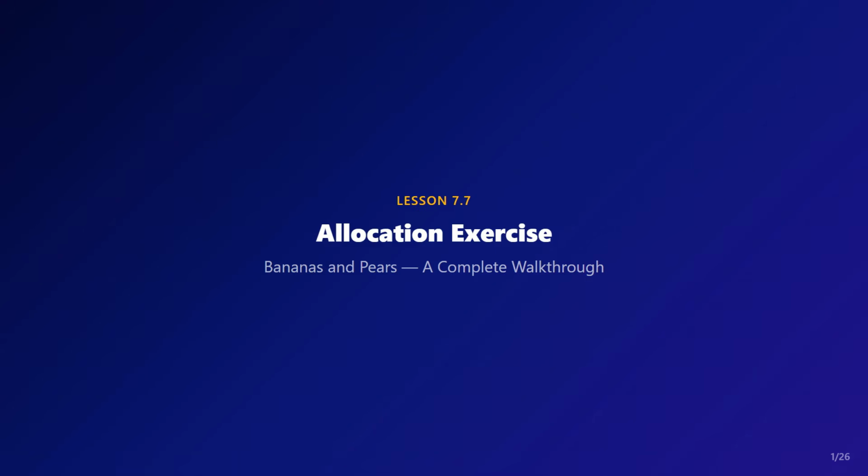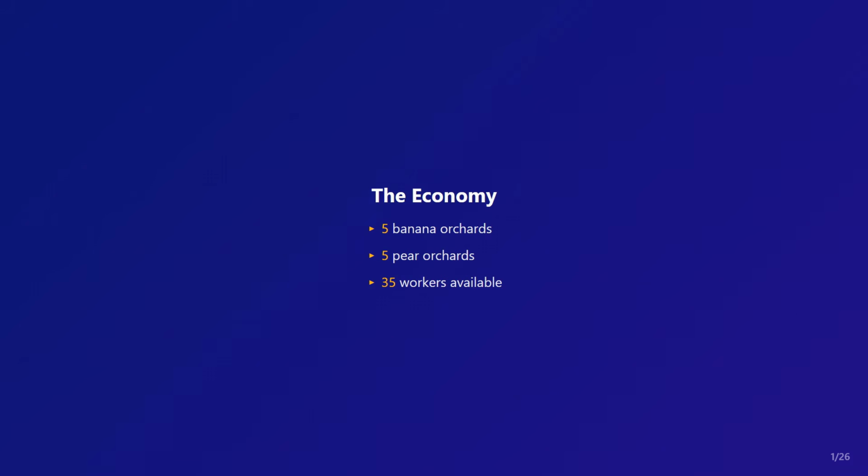Allocation exercise, banana and pear orchards. Hello everyone, in this section we'll work through a comprehensive exercise that combines everything we've learned: allocating workers, finding the wage rate in the economy, and calculating the profit for each orchard owner. This is an important exercise that shows how the tools we've studied work in practice.